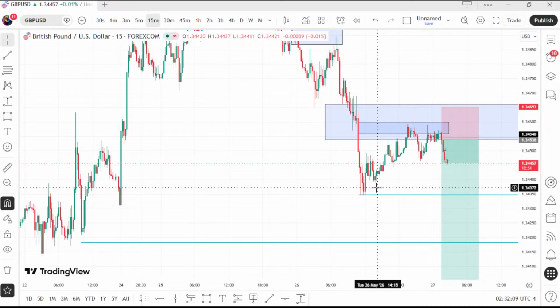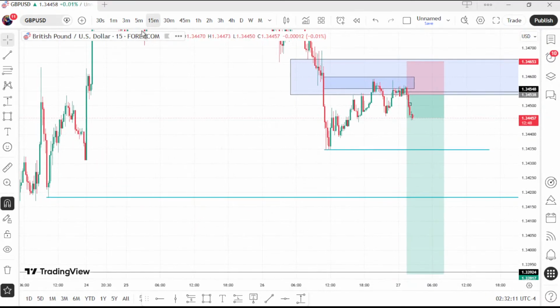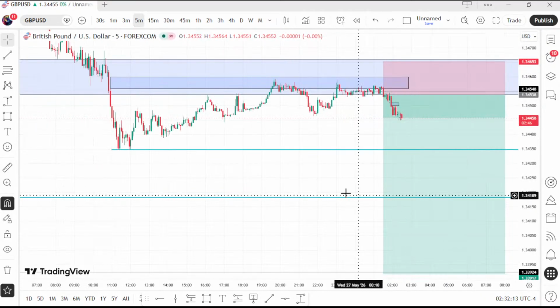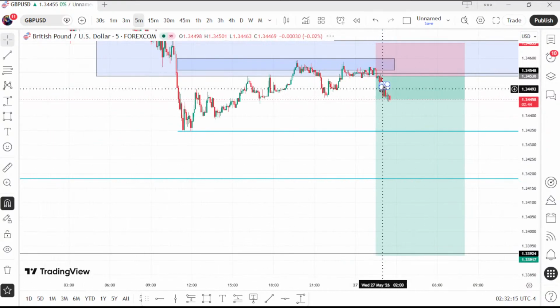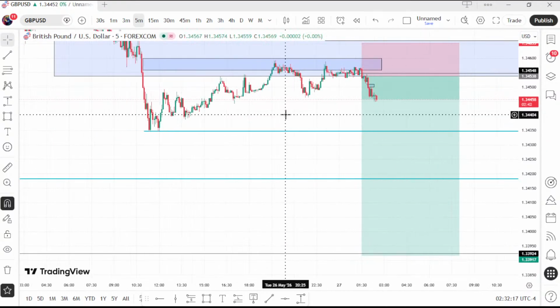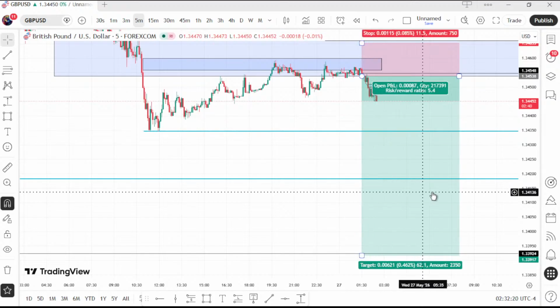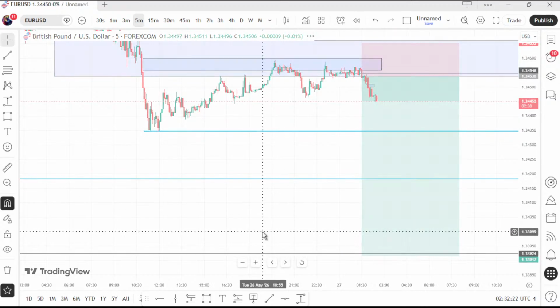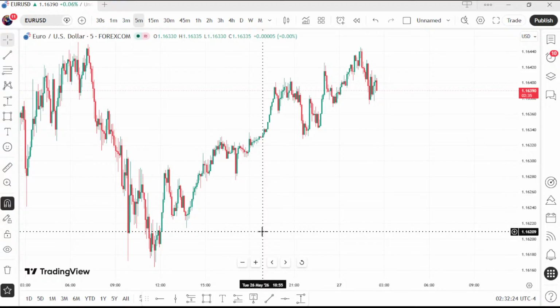See this sell side. Now watch price. Let's put it in the 5 minute. Then watch now what price does here. It keeps on going down to this sell side liquidity, these and these. Let's look at the euro dollar.